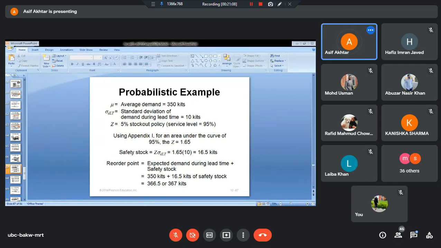Now safety stock we need to calculate. You know the formula of safety stock, Z into standard deviation. Z value हमें क्वेश्चन में दे रखी है 1.65 from the table. Standard deviation is already given 10 kits. हमने उसे मल्टीप्लाई किया, we get 16.5. And the final answer is 350 plus 16.5, that is 367 kits, is the best reorder point incorporating the uncertainty in the demand.